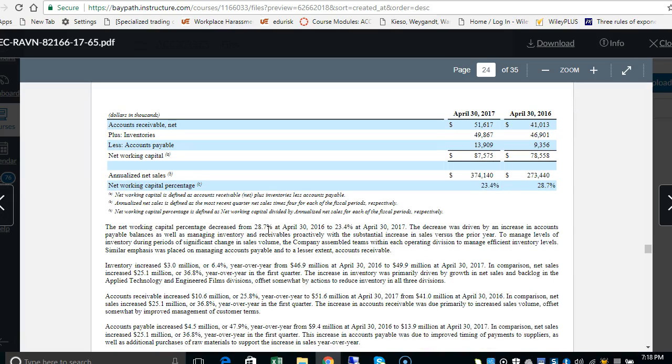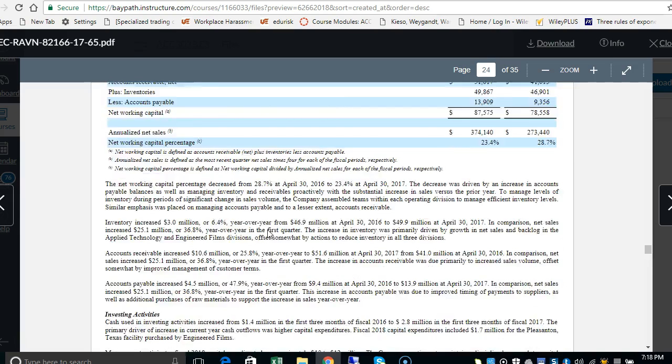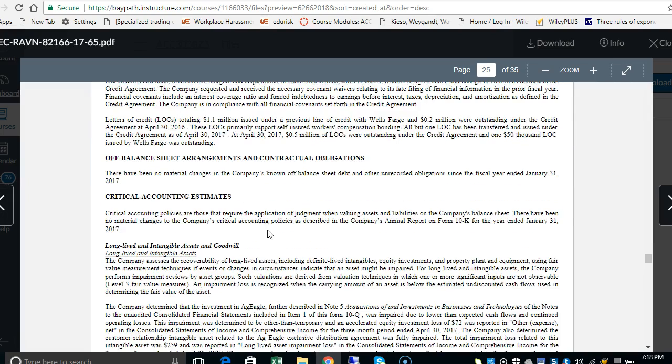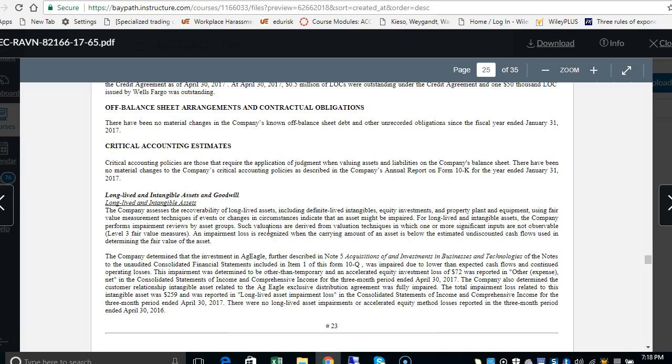Net working capital. Critical accounting estimates. Very important in the auditing process because this is where errors can be made, and this is where consistency is very important in that we maintain the same methods that we use for these estimates. So that is an important part of the 10Q.